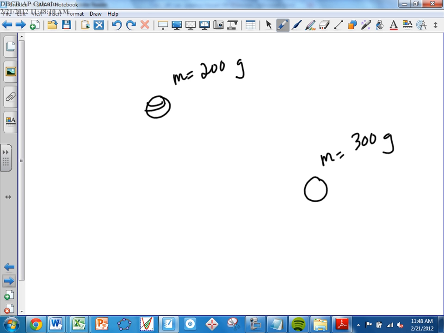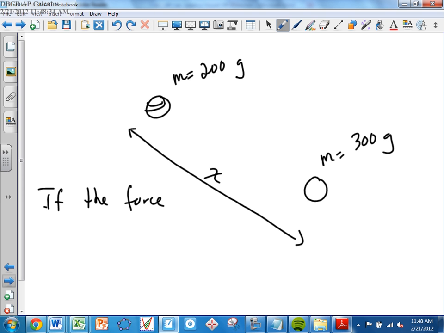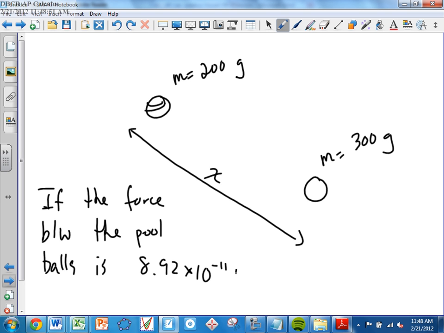We also know they're separated by some distance x. So here's the problem. If the force between the pool balls is, and it's going to be a very small number, because again, the force is almost negligible, this is the actual value of the force there.